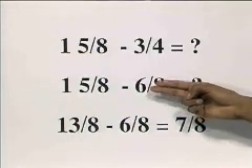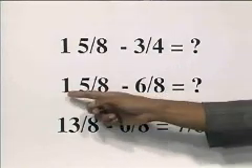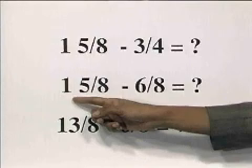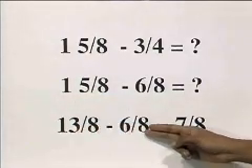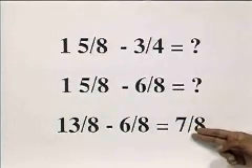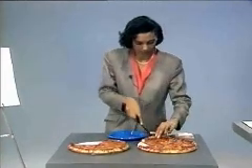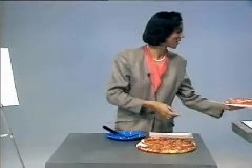Now we can't subtract 6/8 from 5/8. So we have to think of the whole pizza as 8 pieces. We can restate the subtraction problem as 13/8 minus 6/8, leaving us with 7/8. Just enough for me and my friends.